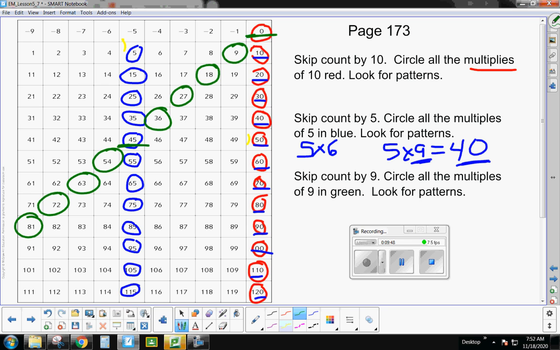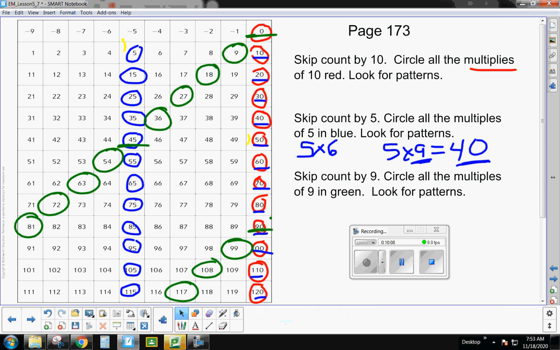81. Skip count 9 more. Got 90. Skip count 9 more. 99. I'll bet you know where you're going to land next, right? And where do you think you'll land next?